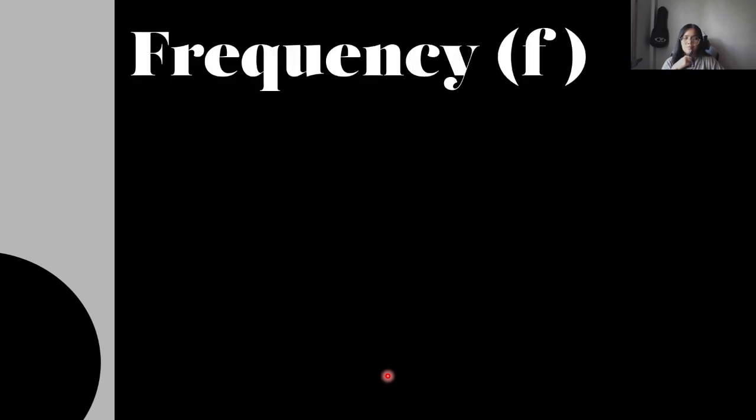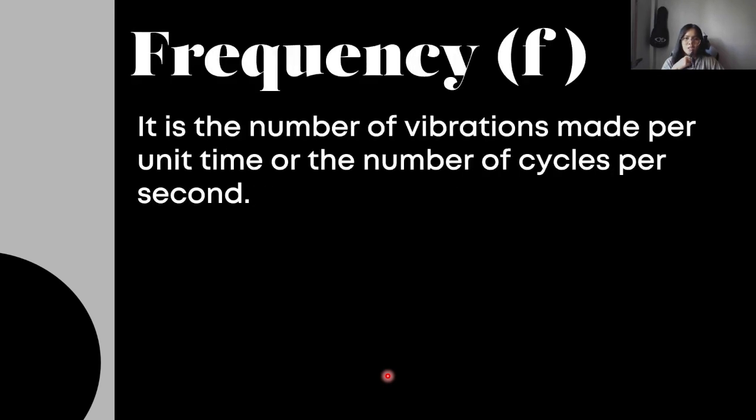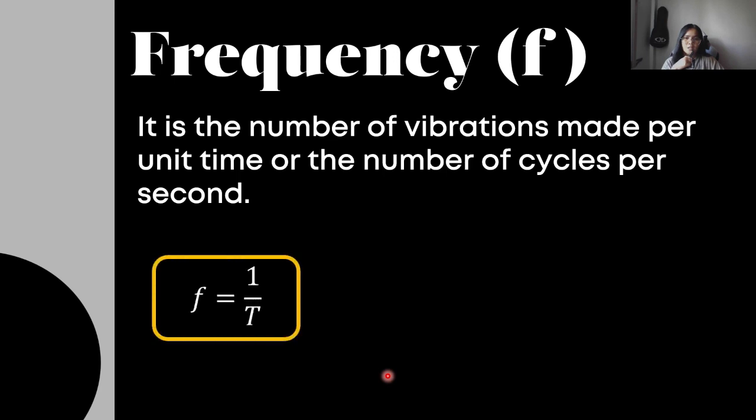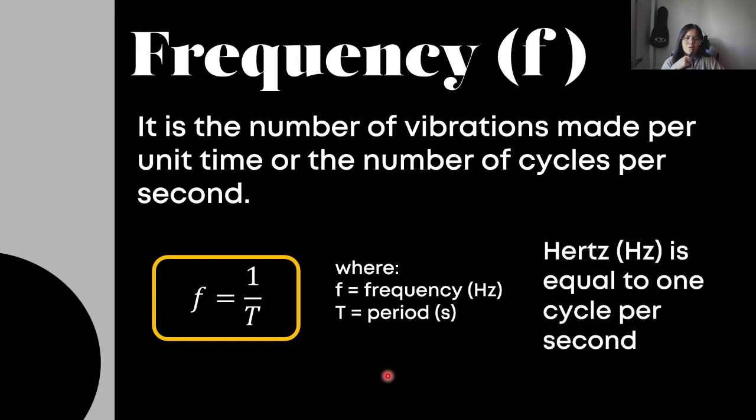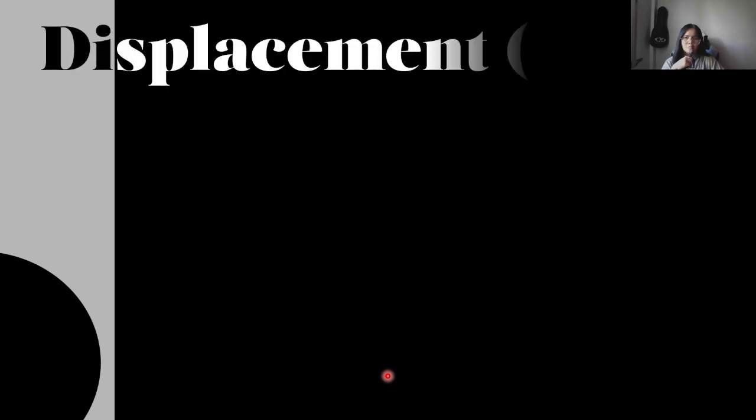So we have frequency, F. It is the number of vibrations made per unit time or the number of cycles per second. So reciprocal lang siya ng period. So we have F is equal to 1 over T, wherein frequency is in hertz and then period is in seconds. So hertz or Hz is equal to 1 cycle per second.